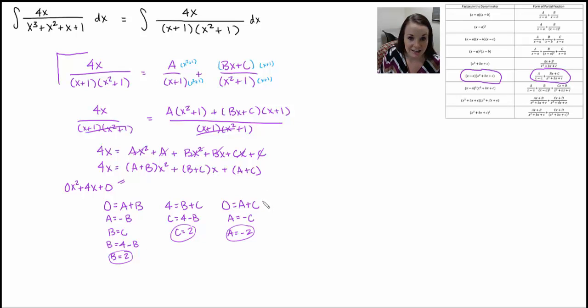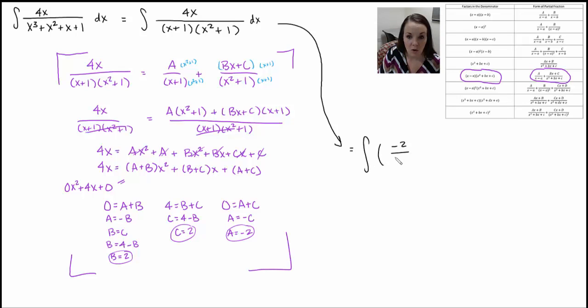So now I have all three of my a, b, and c factors that I need to go in my equation. So now I can rewrite my integral in a little bit simpler form. So I'm going to take this, and I'm going to rewrite it down here. And so this new integral becomes negative 2 over x plus 1. I just substituted in what I found for a. And then my b here is 2x plus c was 2 over my x squared plus 1.